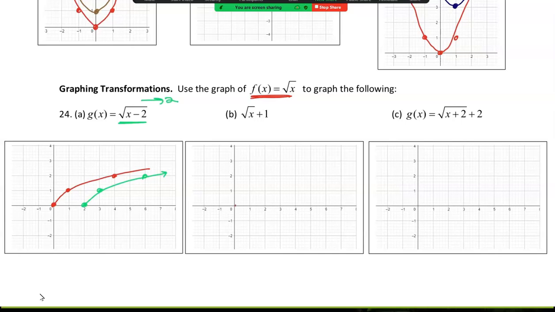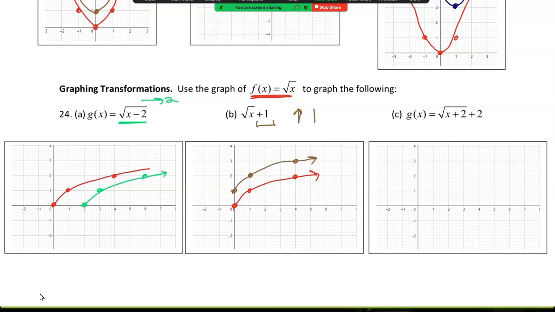Same idea. I have 0, I have 1, I have the square root of 4 is 2. That's my y value. Okay, so there we go. Now, let's analyze this. What's it telling us? This is outside, so I'm going to go up 1. Take my origin, go up 1. Take my 1, 1, go up 1. Take my 4, 2, go up 1. Connect the dots. There you go.